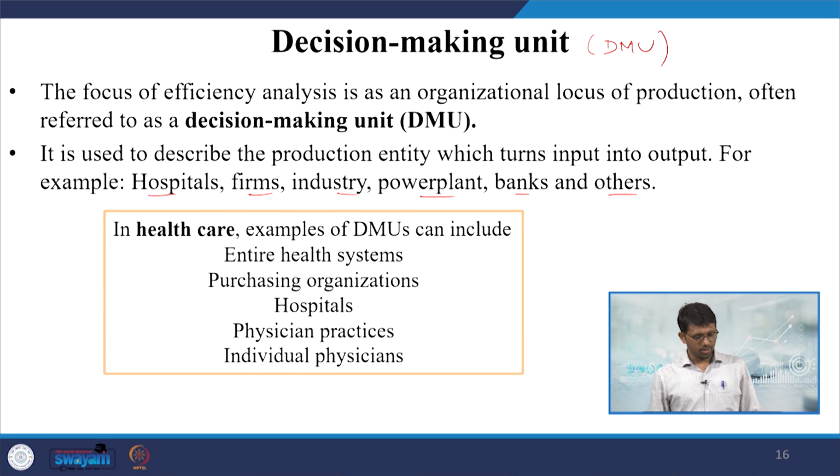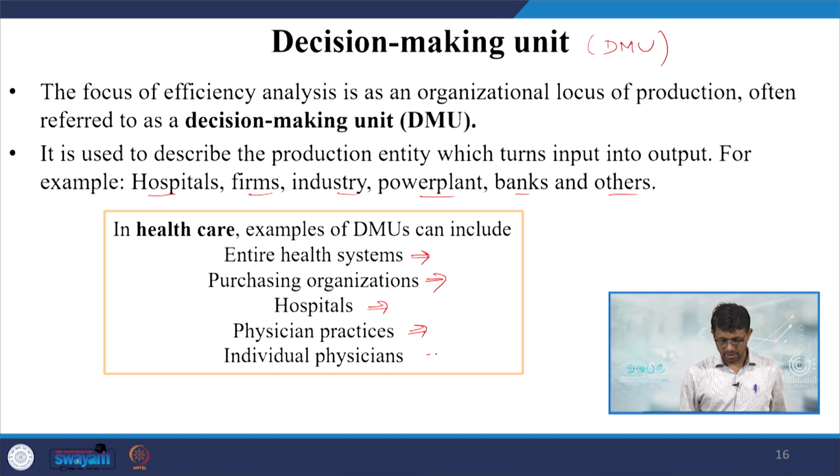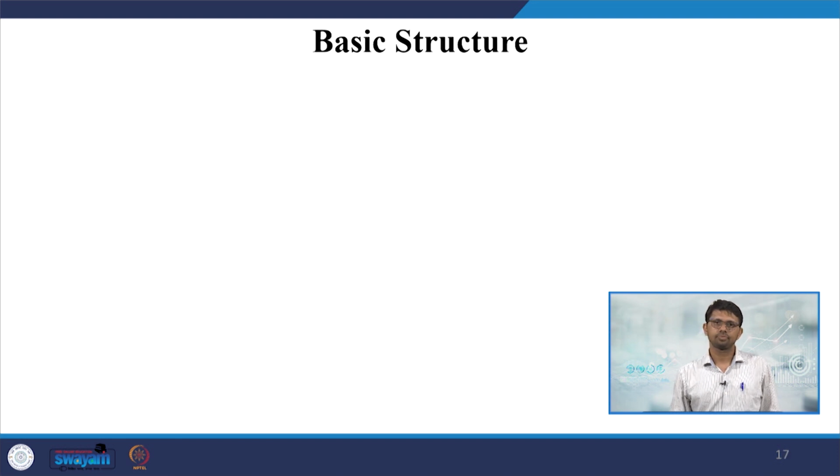And here we have mentioned that in healthcare, examples of DMU can include the entire health system. We can analyze purchasing organizations, whoever is purchasing healthcare products, hospitals, physician practices, and individual physicians as well, how far these are competing with each other, and how far their productivity is reflected better, whether it is still needed or not. DMU units are relevant for analysis.